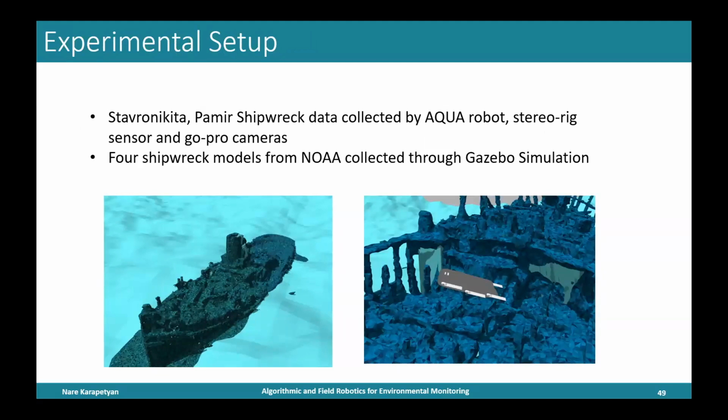The data has been collected over the shipwrecks in Barbados, over the Stavronikita and Palmer shipwrecks. There are only two shipwrecks where we collected data. We use both the Aqua stereo rig sensor that I showed in the previous slide and GoPro cameras. We have also used, in simulation in Gazebo, four shipwreck models from NOAA that we exported into Gazebo with the Aqua robot.